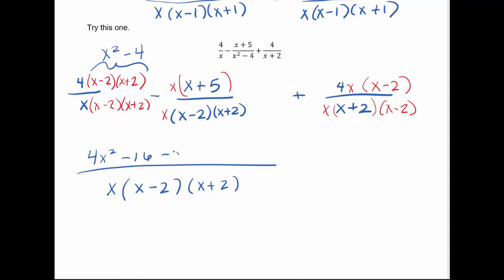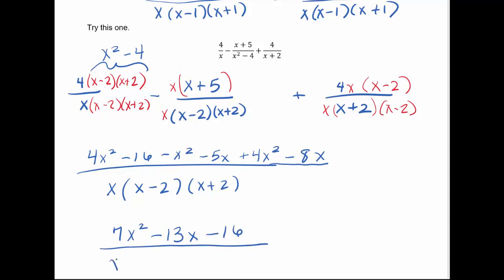Negative x times x is negative x squared. Negative x times 5 is negative 5x. Plus 4x squared minus 8x. Combine your like terms in the top. 4x squared minus x squared is 3x squared. Plus 4x squared is 7x squared. Negative 5x minus 8x would be negative 13x minus 16. All over x times x minus 2 times x plus 2.